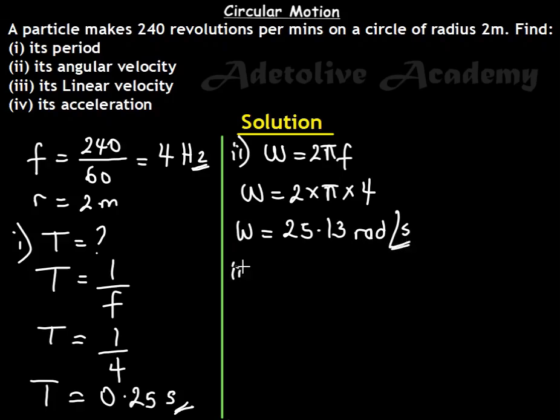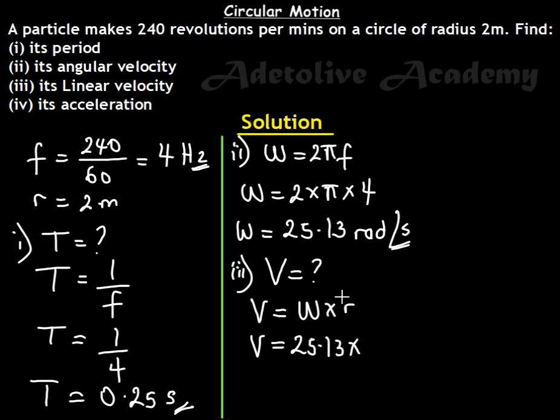The next one is its linear velocity, and linear velocity is given by v. So v equals question mark, and the formula for v is that v is equal to angular velocity times radius. So v is equal to the value of the angular velocity, 25.13, times the radius, which is 2 meters, so times 2. Now the velocity is equal to 50.26. The unit of velocity is meter per second, and this is the answer.